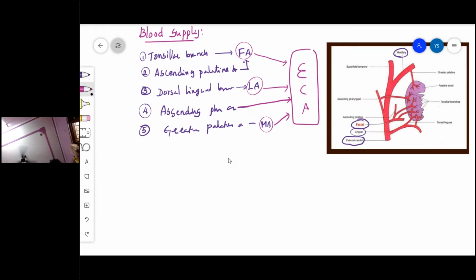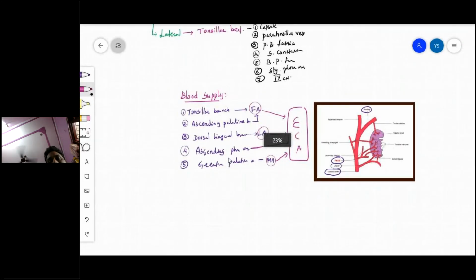Pharyngeal venous plexus, because it is present along the lateral side of the pharynx. Then nerve supply. The palatine tonsil is supplied by the glossopharyngeal nerve and also the greater palatine nerve. Two nerves are supplying the palatine tonsil. So this is about the palatine tonsil.